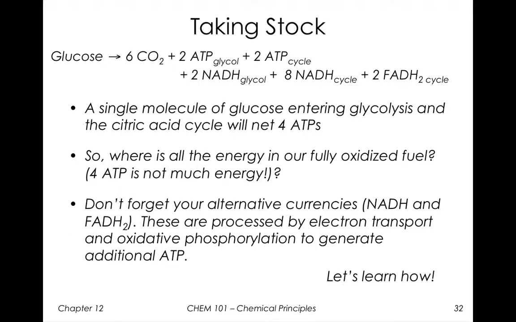All right, taking stock of what we've done so far: we have fully oxidized a 6-carbon glucose molecule. We've liberated the carbon in the fuel as 6 CO2 molecules. We've generated 2 molecules of ATP directly by glycolysis, 2 molecules of ATP directly by the citric acid cycle, and then we have lots of reduced cofactors that we're going to take onto the electron transport chain. So where's all the energy in our fully oxidized fuel? In ATP, it's not very much. We've got it tied up in our alternative currencies. So we're going to squeeze the rest of the energy out of those alternative currencies in the process of electron transport and oxidative phosphorylation.